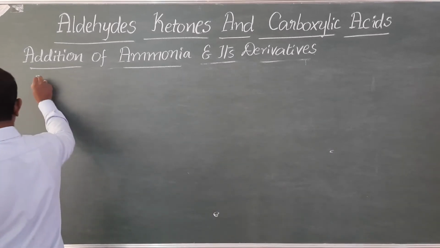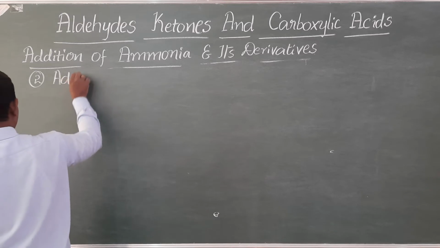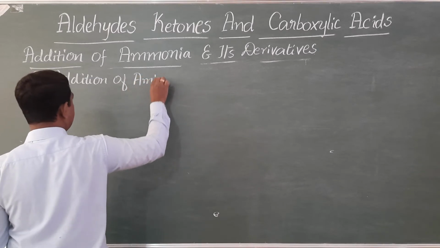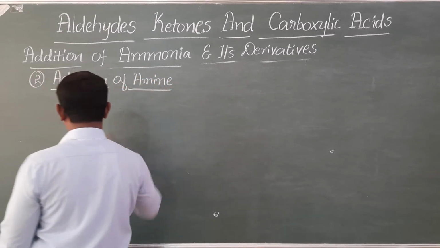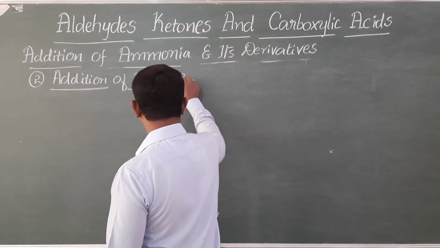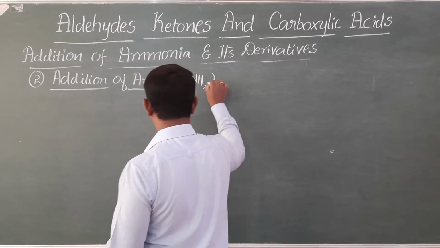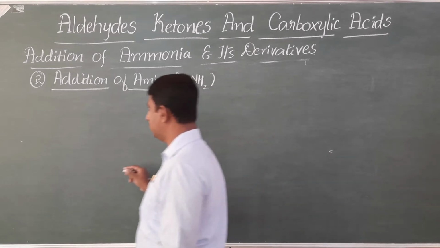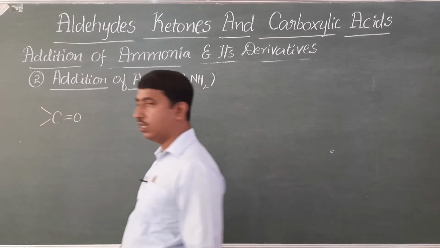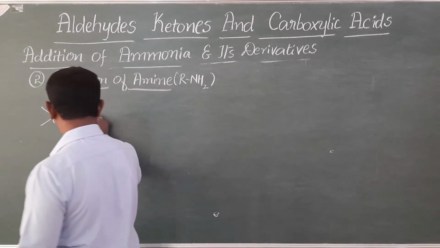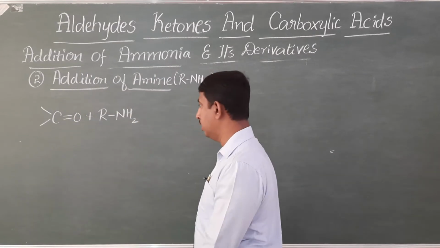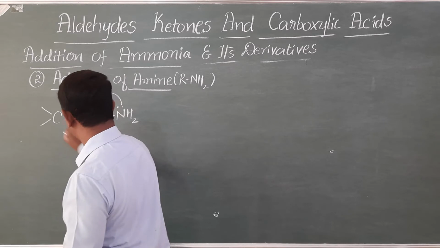Next, the second one: addition of amine. Amine we know. The functional group of amine is NH2. The general formula of amine is RNH2. Let us write the equation. C double bond O represents an aldehyde or ketone made to react with amine, that is RNH2. See, the mechanism is like this.